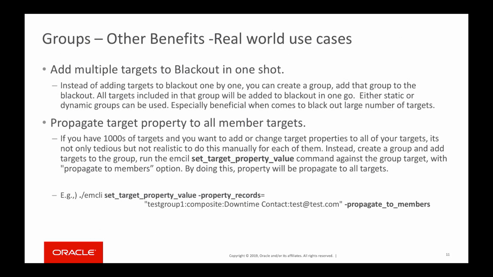Here we have examples of additional benefits of using groups. The first example here is that by using groups, you can put multiple targets into Blackout in one shot instead of adding targets one by one. You can create a group and add that group to a Blackout. All targets included in the group will go into Blackout in one click. Some customers create and maintain a group solely for this purpose so that they can quickly black out hundreds of targets whenever they need to, especially useful when it comes to blacking out a large number of targets.